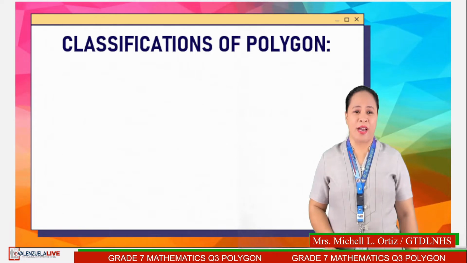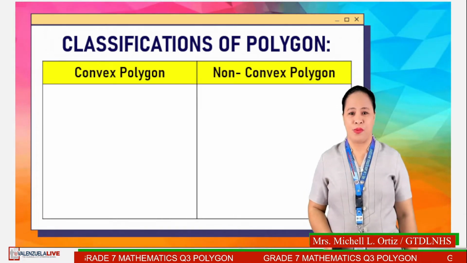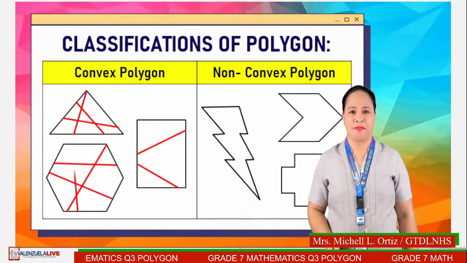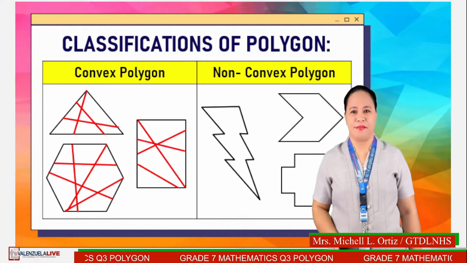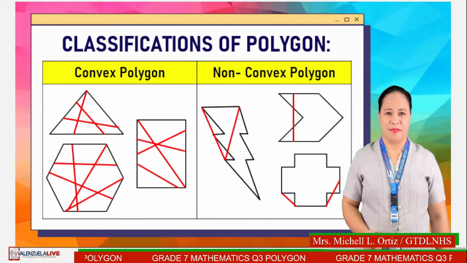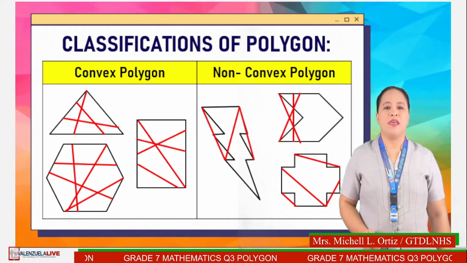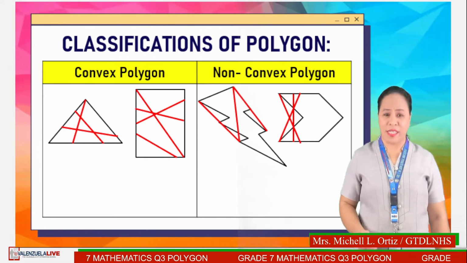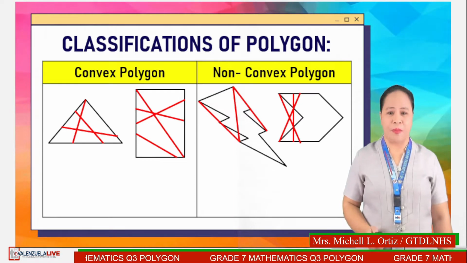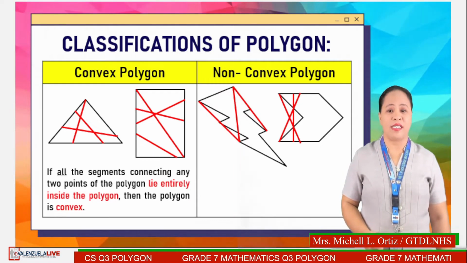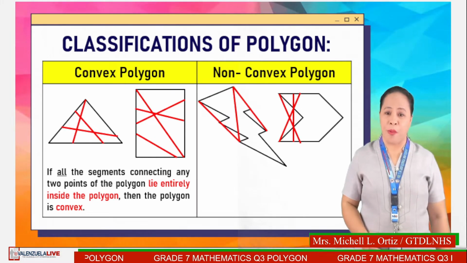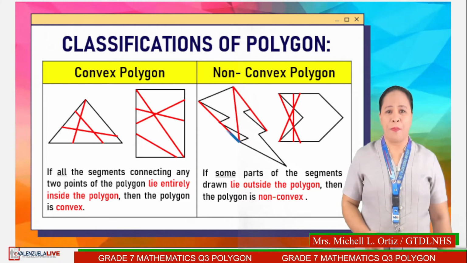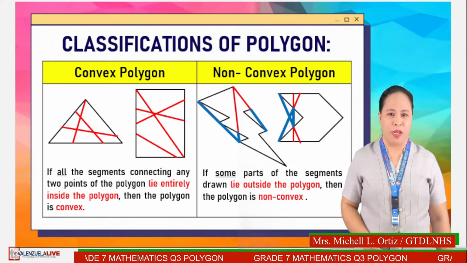Polygons can be classified according to its convexity. There are 2: convex polygon and the non-convex polygon. If segments are drawn connecting any 2 points of the polygon, and all the segments lie entirely inside the polygon, then the polygon is a convex polygon. And if some parts of the segment drawn lie outside the polygon, then the polygon is a non-convex polygon.